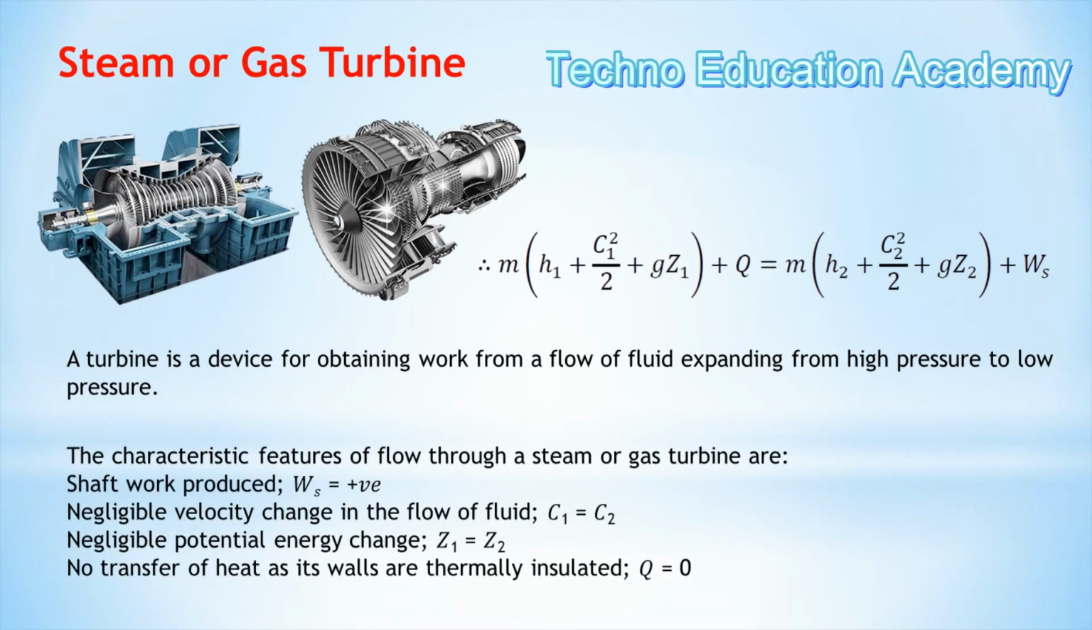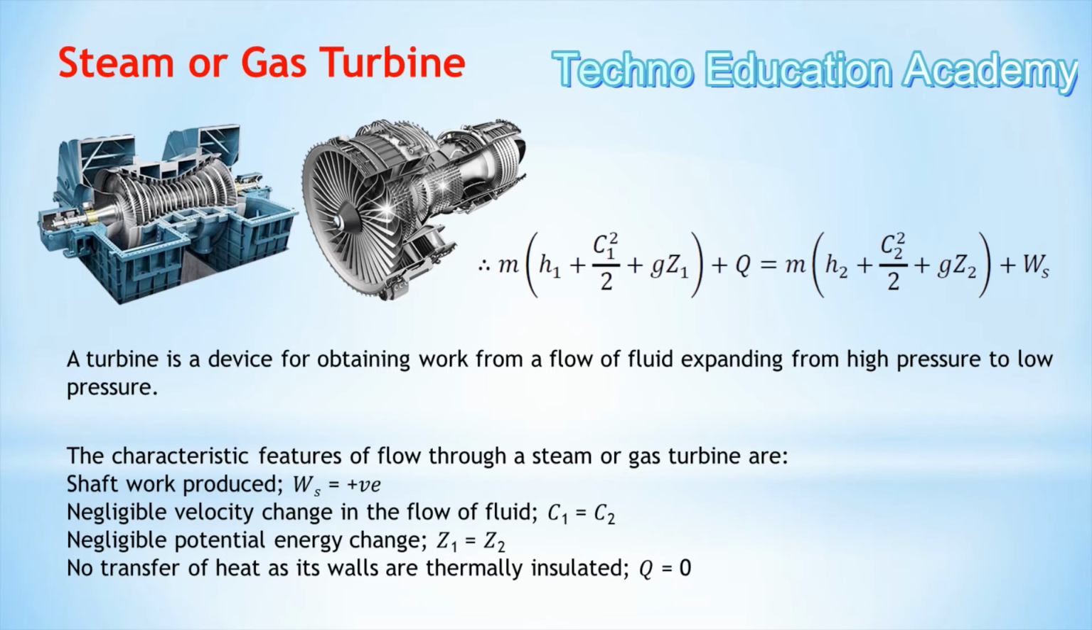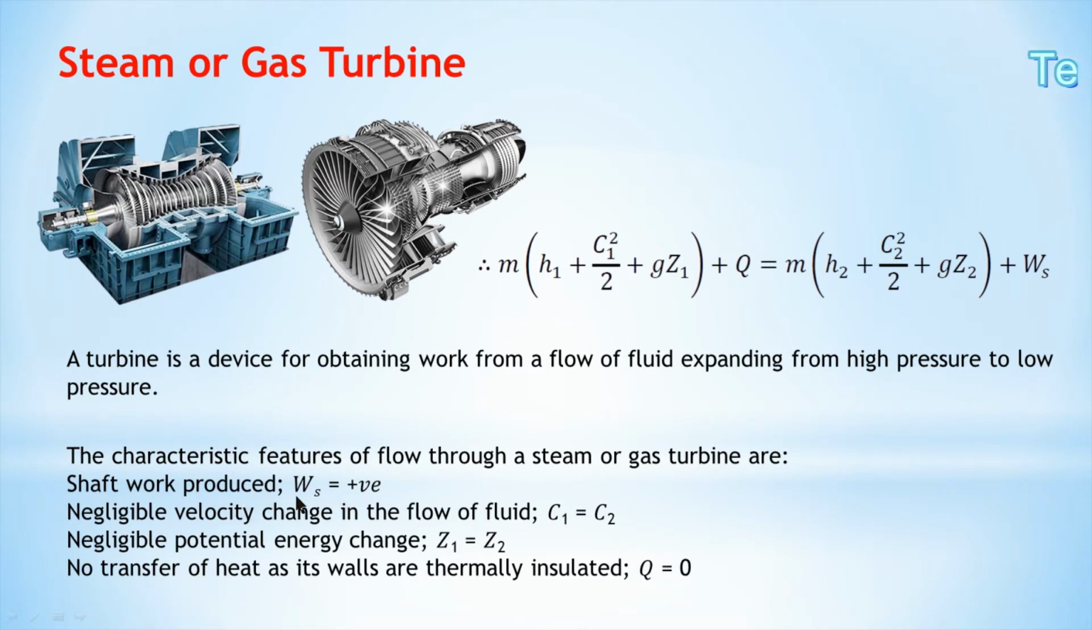So the characteristic features of flow through a steam or gas turbine are: a turbine is a work output device, so here we are considering the work done. If the system produces work, we consider a positive sign, and if we are doing work on the system, we consider a negative sign. So here the turbine will produce work, so we consider a positive sign. In some cases, like a pump and compressor, we are doing work on the system, so at that time we consider a negative sign.